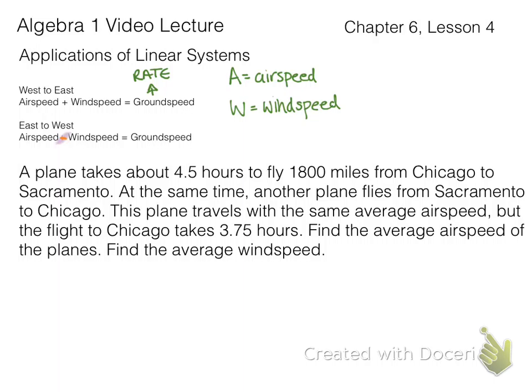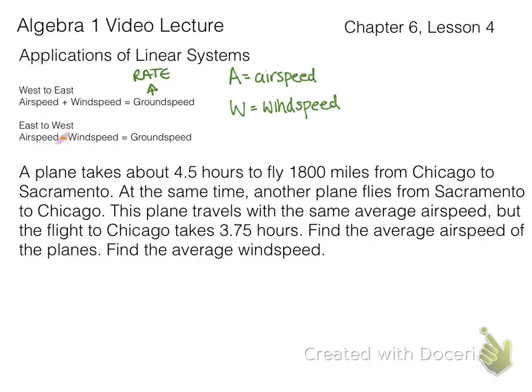Whereas the plane going from Chicago to Sacramento has a headwind, and even though they're flying at the same 300 miles per hour, or whatever it is that I said for the other plane, it is going to be slower because they are now having to fight the wind instead of having the wind help them. Okay? All right, so let's go solve this problem.